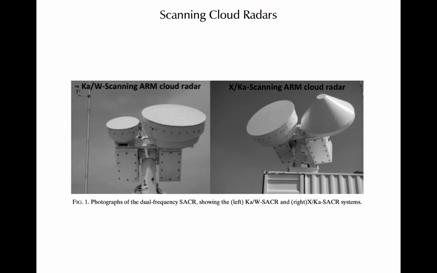Scanning cloud radars are similar to the vertically pointing radars that we saw earlier, but they're mounted on a pedestal with gears that allows the antenna to rotate just like a precipitation radar. These are sometimes mounted in dual frequency configuration, such as the two examples shown here, which pair Ka and W band antennas on the left and X and Ka band antennas on the right.